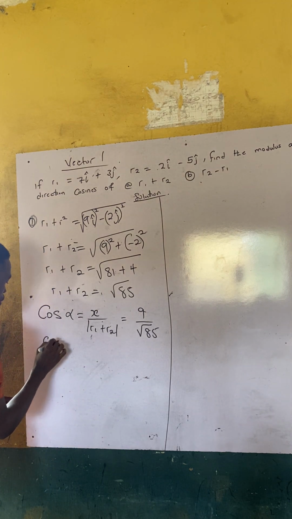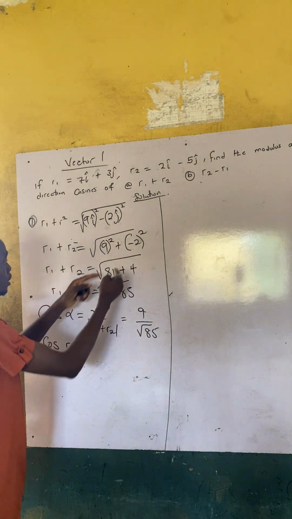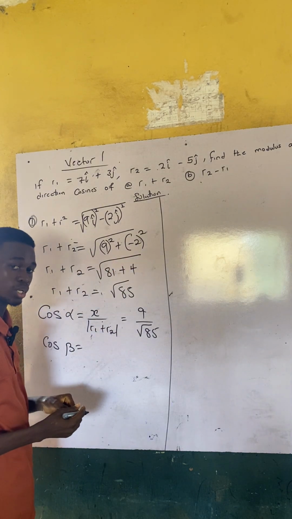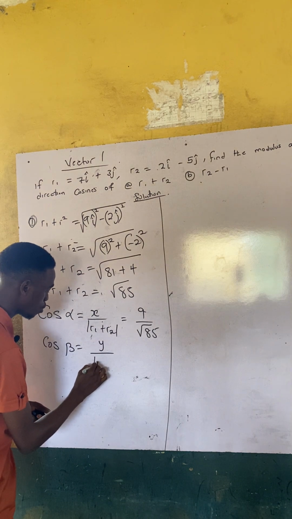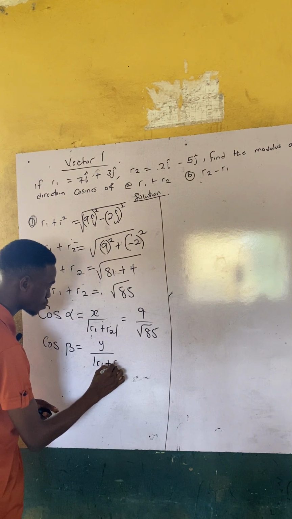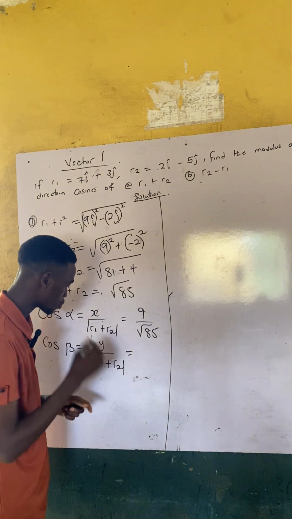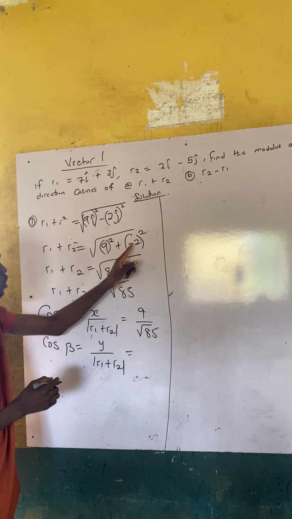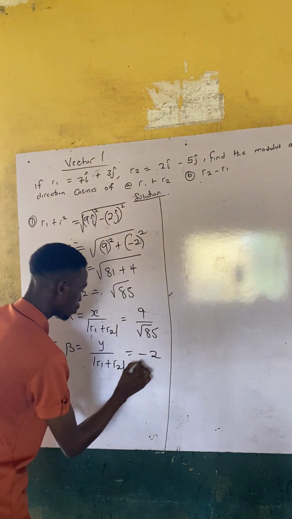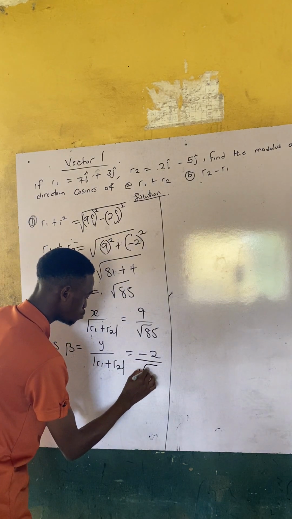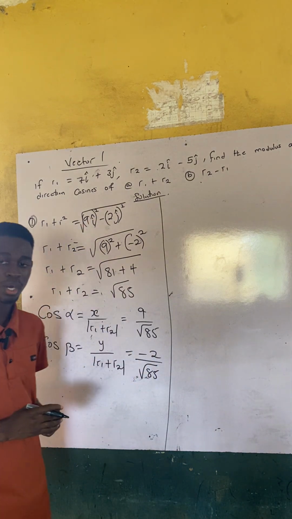For cos beta, it will be the second number here. So y over the modulus of resultant 1 plus resultant 2, which is minus 2 over root 85. So we have solved number 1.